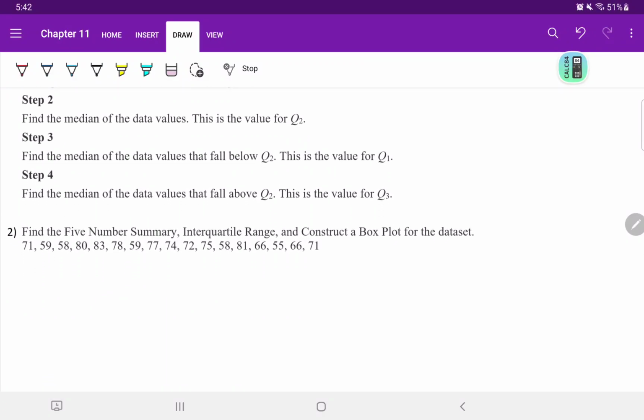So let's find the 5-number summary, interquartile range, and construct the box plot for the data set. So let's put our numbers in order from smallest to largest. Now, the smallest data value that I can identify is 55. And I'm going to put that as my minimum. My minimum data value is 55. So I have one number down for the 5-number summary.